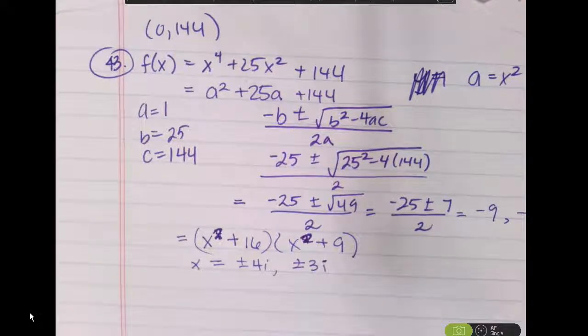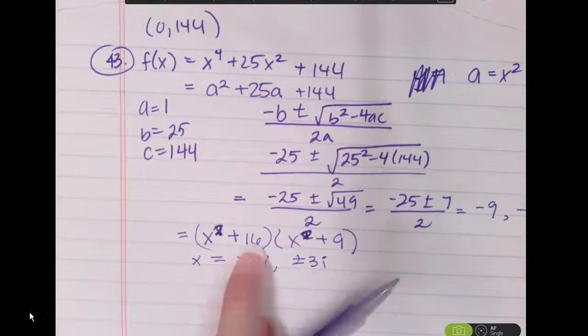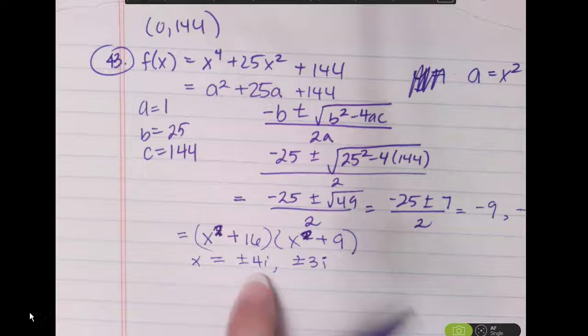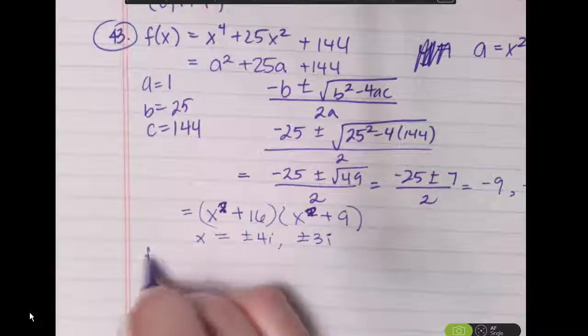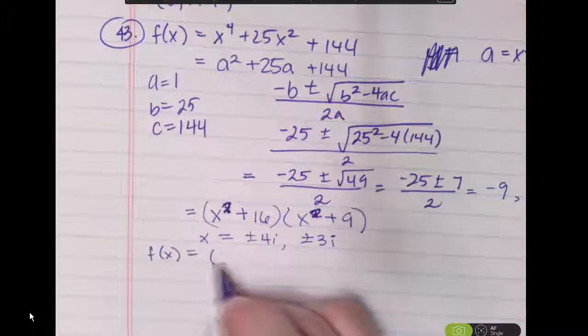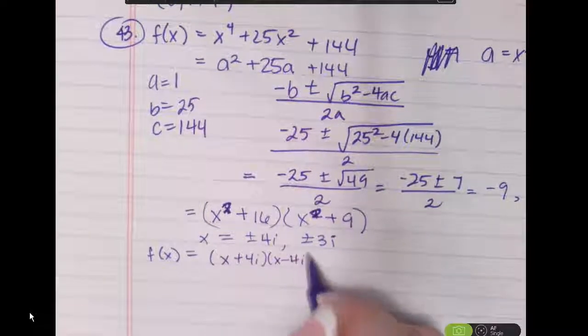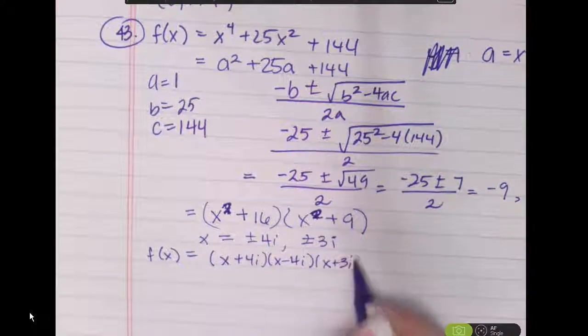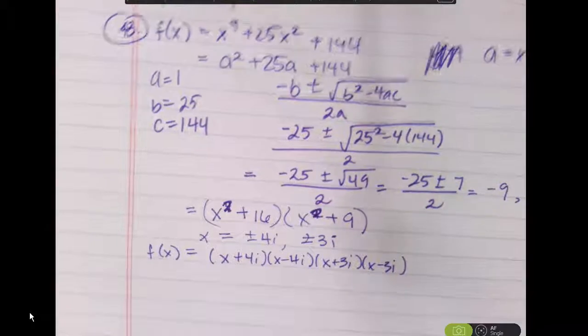Okay, that makes sense. So we still end up with these binomials that have a plus in the middle. So we know those end up with imaginary roots. So what we've got here is a function with 4 imaginary roots: x plus 4i, x minus 4i, x plus 3i, x minus 3i. And so we're done.